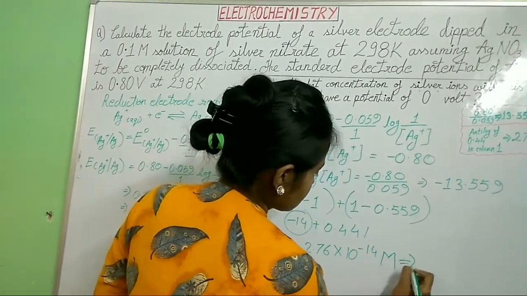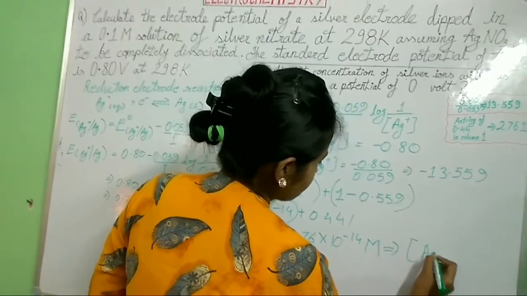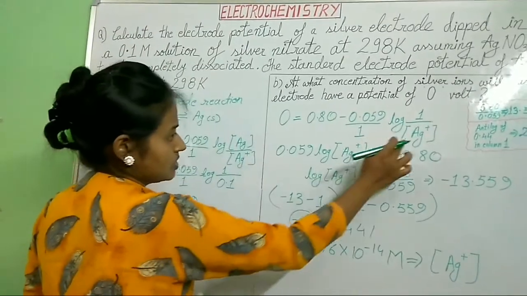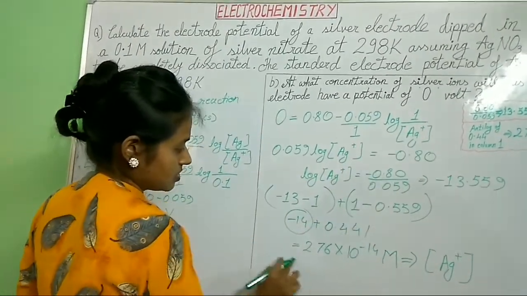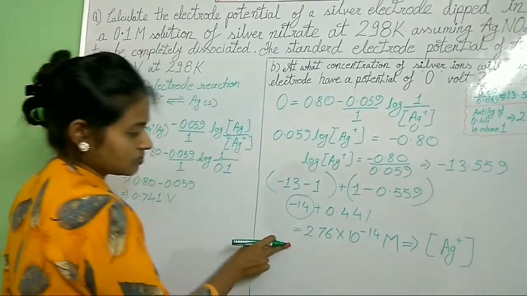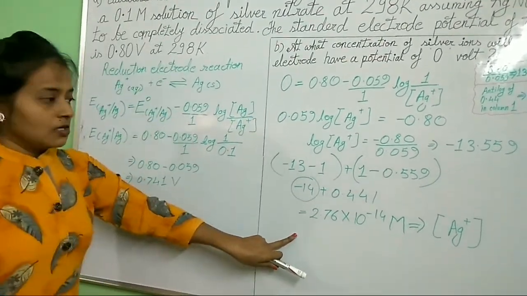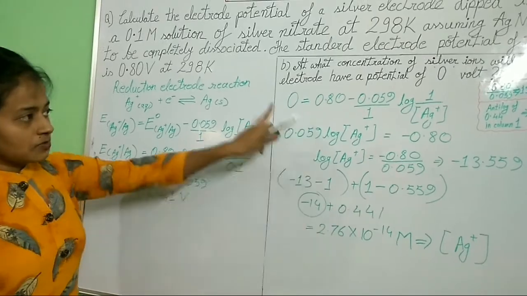What is this? This is the concentration of Ag plus, for which E cell will be 0. Yes, we have found out this Ag plus concentration, 2.76 into 10 to the minus 14, and E cell will be 0. Look at it once more and it will be clear to you.